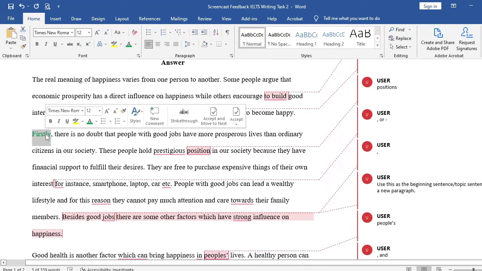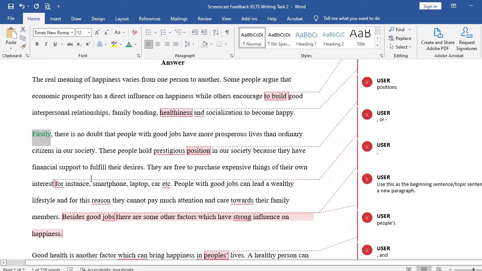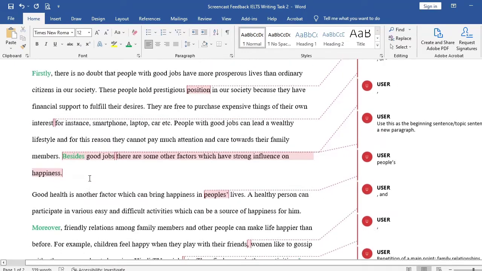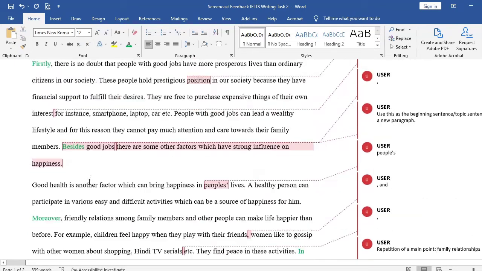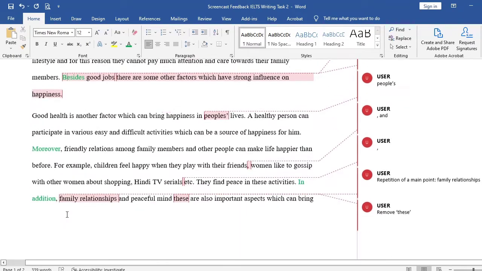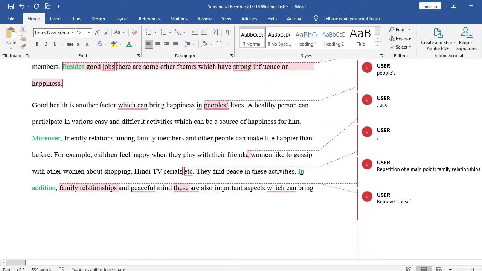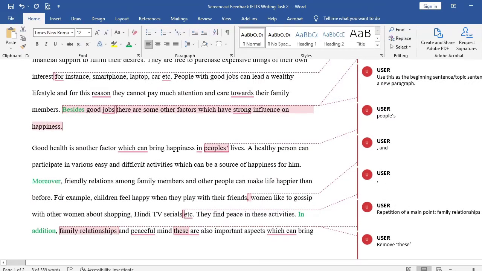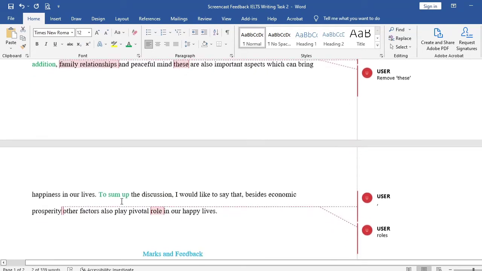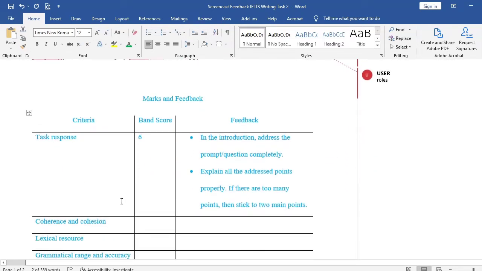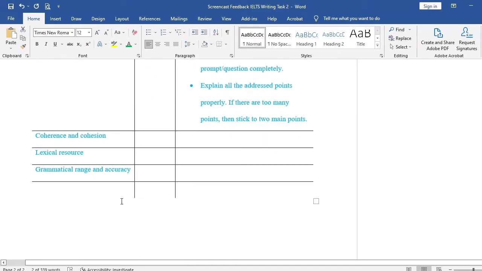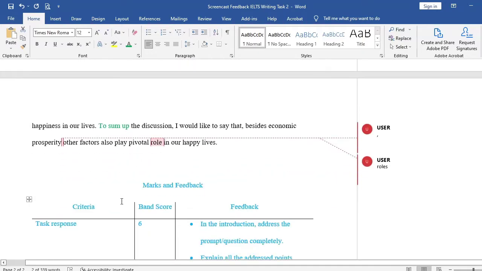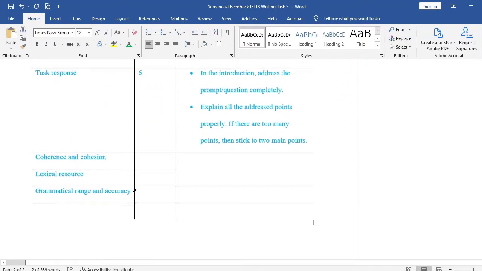And about linking devices, she has used some. Besides is also a linking device, but I think that there should be more of them. Okay, so how many are there? 1, 2, 3, 4. Only 4. There are 5. And for example, that can also be technically a linking device, but not really, because that satisfies another part of the task response, which is to give examples. So just 5 linking devices in 3 paragraphs in the whole writing, I think that there should be more.